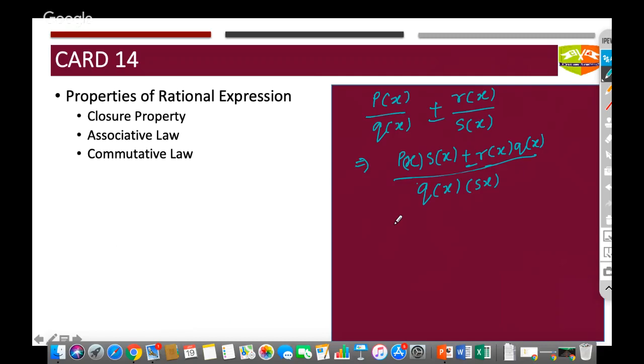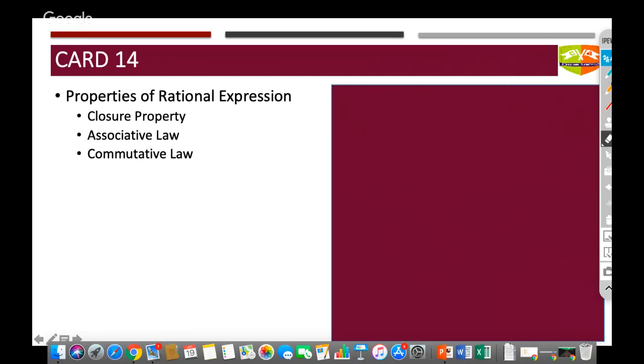Now let me go to different properties of multiplication. If I talk about multiplication, there are different properties involved with multiplication. So the first one is the closure property.